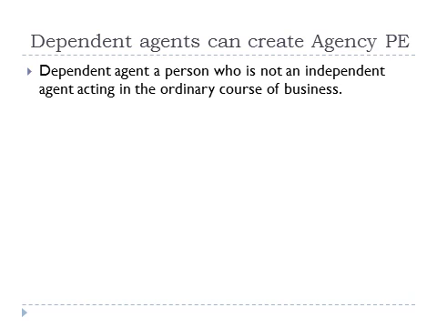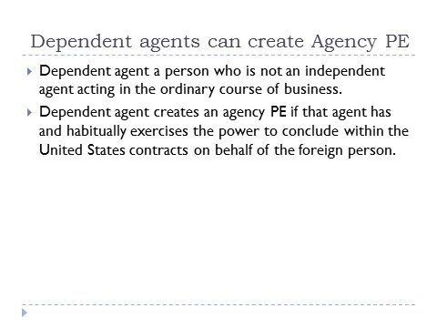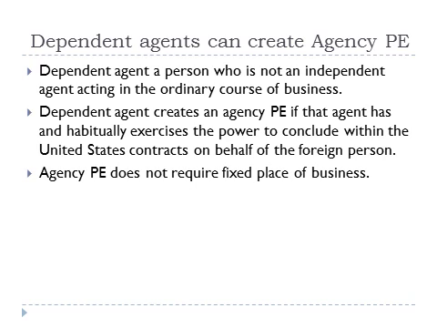In general, a dependent agent is a person who is not an independent agent acting in the ordinary course of business. A dependent agent creates an agency PE if the agent has and habitually exercises within the United States the power to conclude contracts on behalf of the foreign person. An agency PE can exist even if there's no fixed place of business. This is a major exception to the general requirement for a PE.